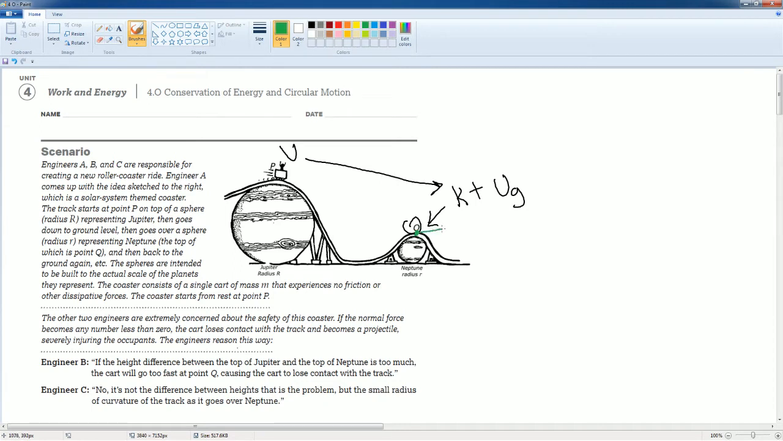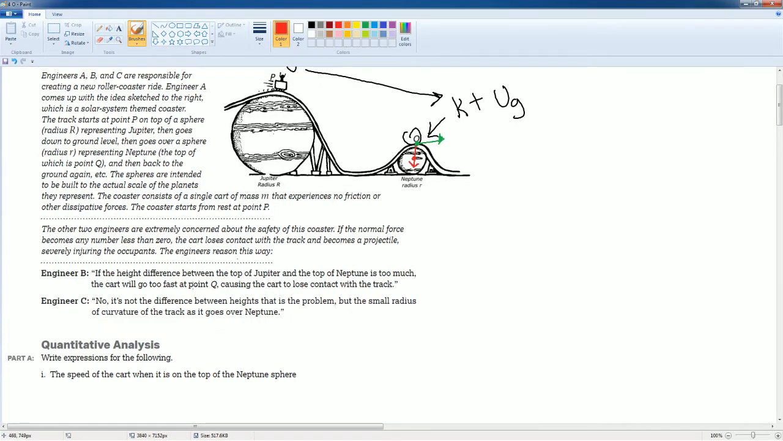So remember, there is a tangential velocity going there, but there's also a centripetal acceleration that goes towards the center, because this is a circular object. If the velocity is greater than the centripetal force, it's going to fly out of the track basically. So that's what they're asking here.